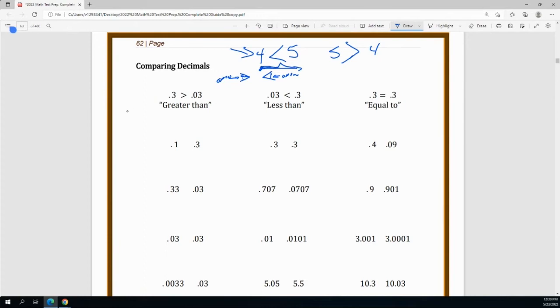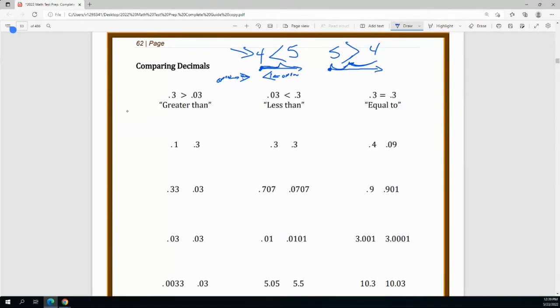Now, if it's switched around, like in the other example, you still start from the left and read it to the right. But what you say has to make sense. Let's try. 5 is what? Bigger or smaller? Bigger. 5 is bigger than 4. 5 is greater than 4. So that's the difference. Okay.